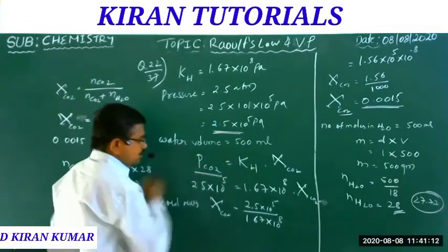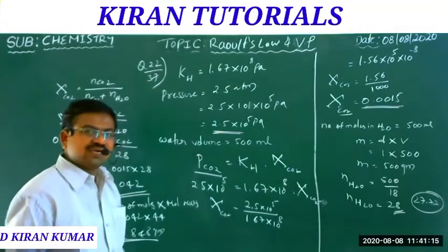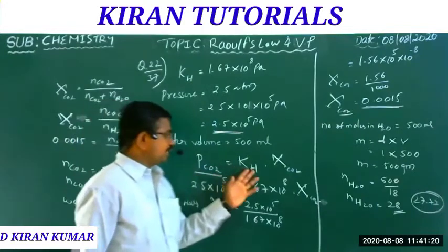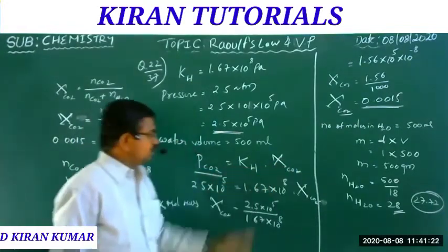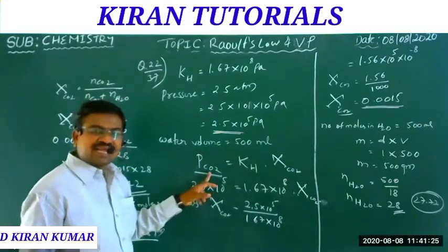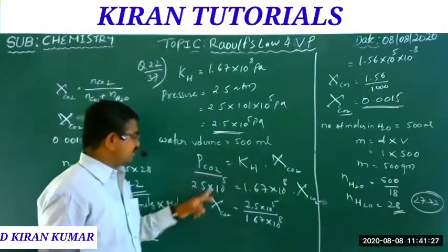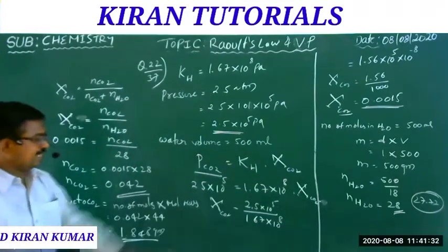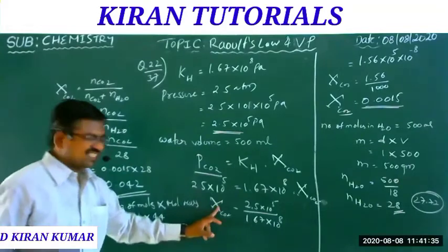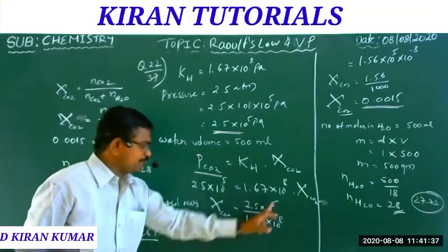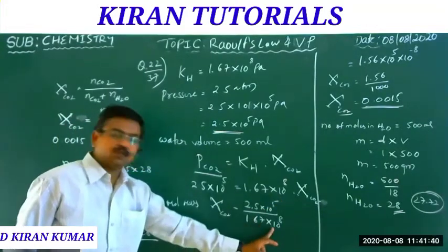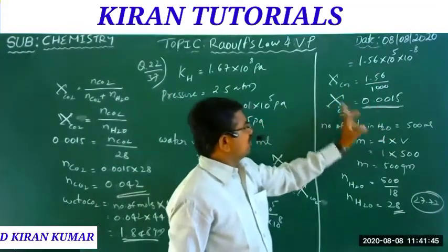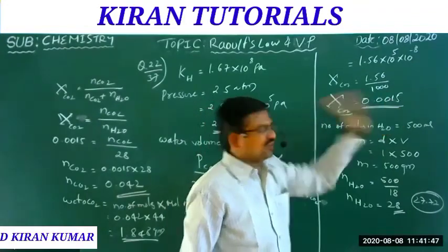The pressure of CO2. What is the Henry constant, that means KH. Henry's law: P equals KH into the mole fraction of CO2. So the pressure of carbon dioxide, or we say the partial pressure of carbon dioxide, is given. The KH value is also given. Then the mole fraction of CO2 equals 2.5 into 10 power 5 by 1.67 into 10 power 8.